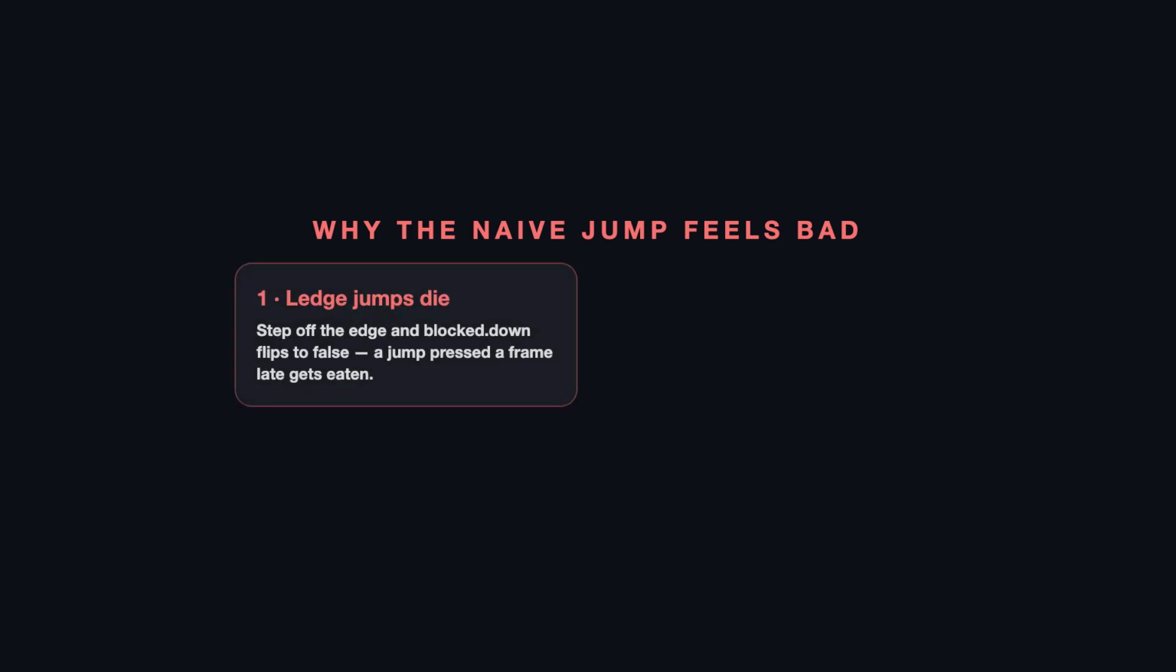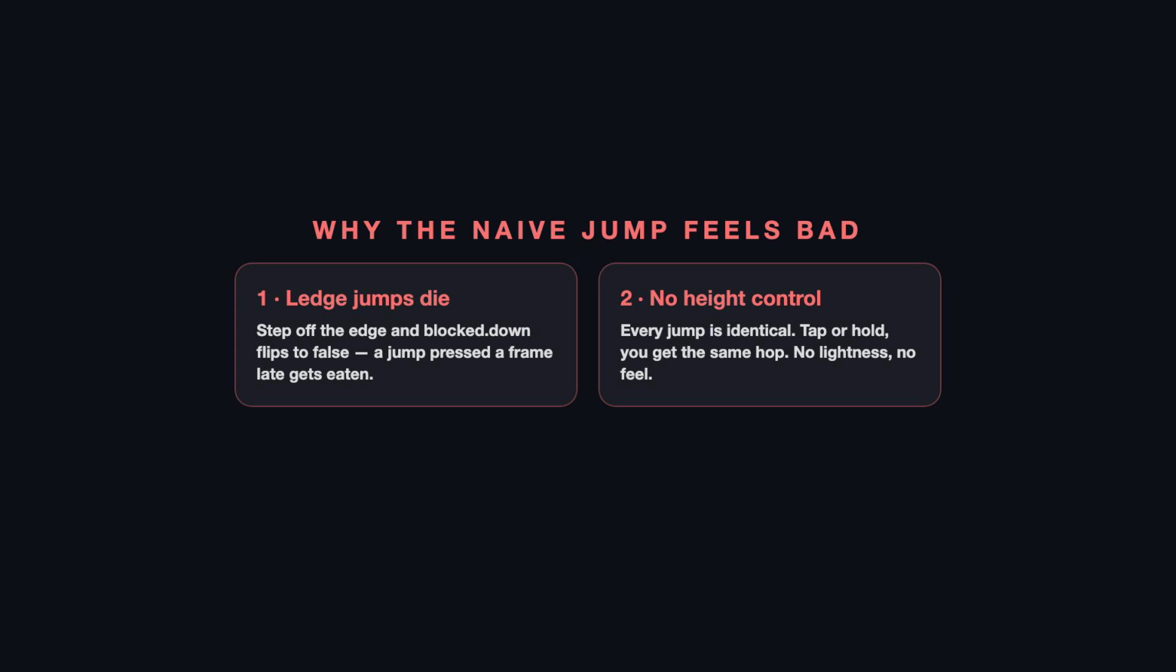First problem, run off a ledge and blocked down flips to false, so a jump you pressed a frame late just gets eaten. Your fingers were right, the code was too strict. Second problem, every jump is exactly the same height. Tap the button or hold it down, you get the identical hop. There's no control, no lightness. Let's fix both, starting with that ledge problem.